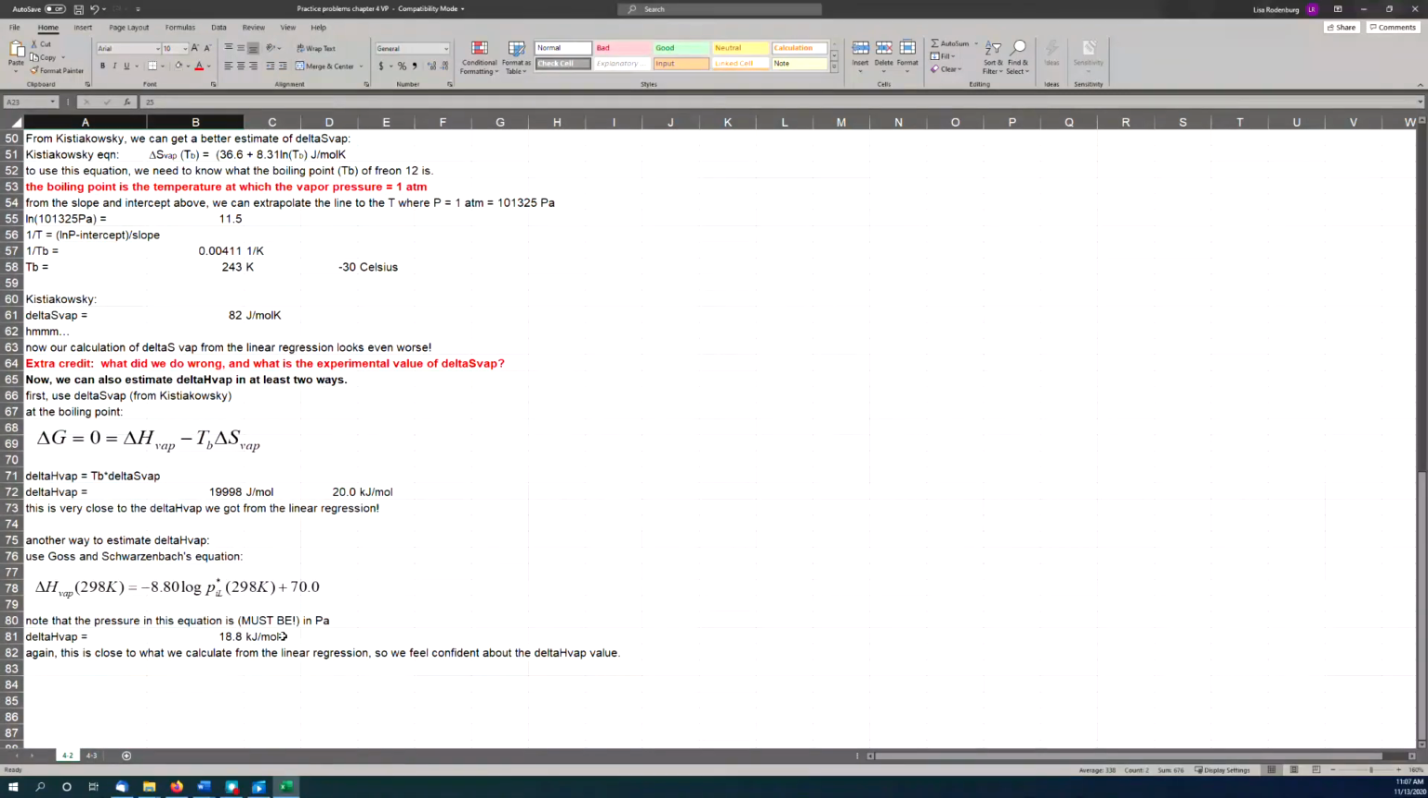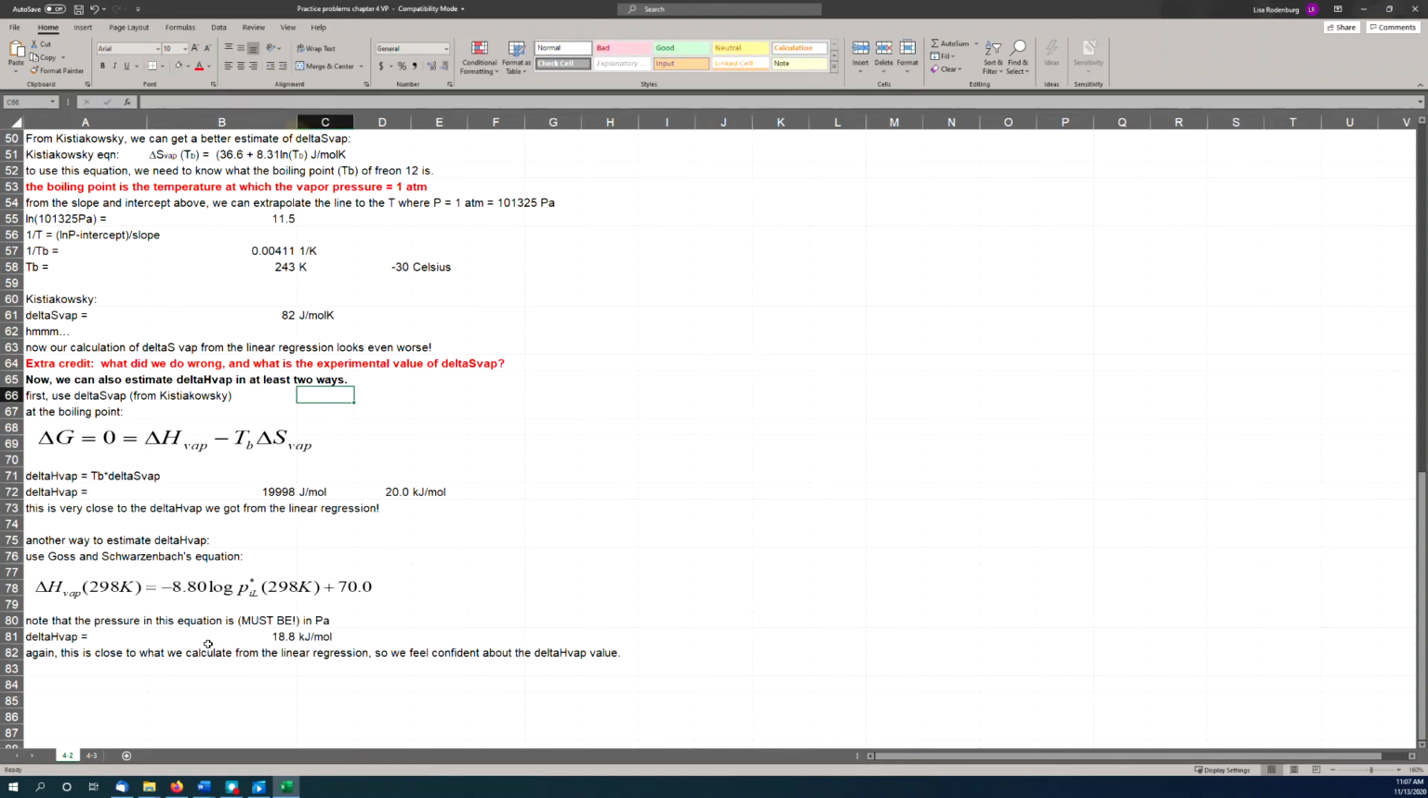We can convert that to pascals quite easily. So in this equation, the vapor pressure must be in pascals at 298 degrees Kelvin. So I can plug those numbers in there. Make this a little bit wider so you can see again. Here's my equation. Minus 8.8 times the log of the vapor pressure in kilopascals times 1,000 to convert it to pascals, plus 70. And I get 18.8 kilojoules per mole, which again is pretty close to the 20 that we got from the actual data. So that's telling you this method of estimating delta H of vaporization is not perfect, but it's pretty good.